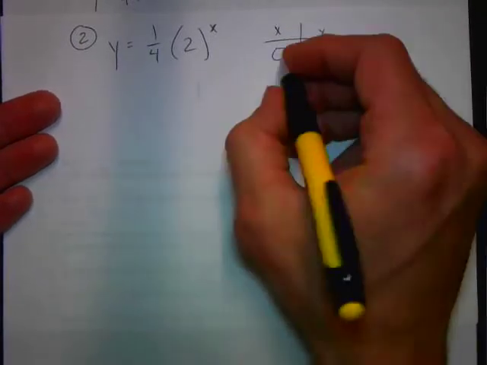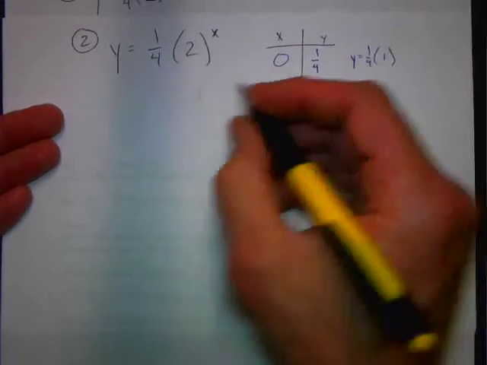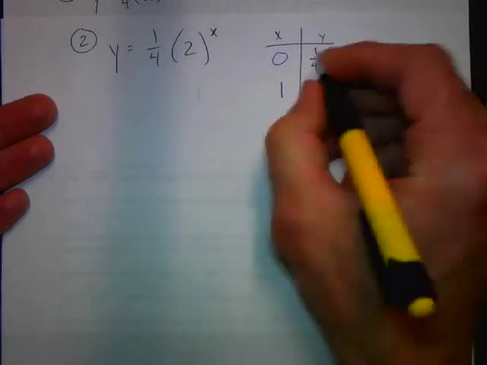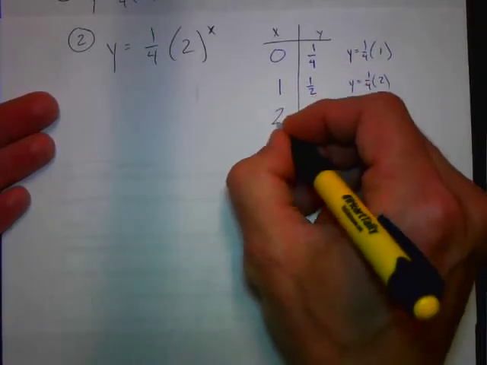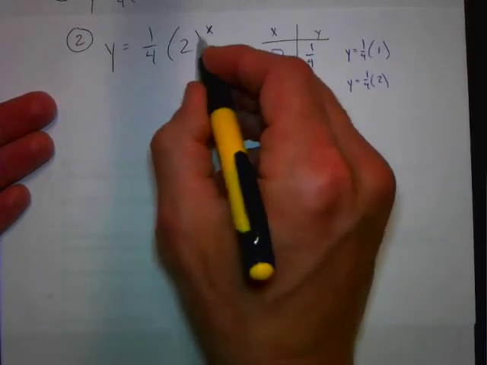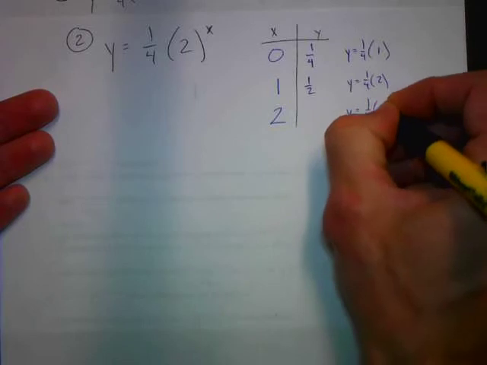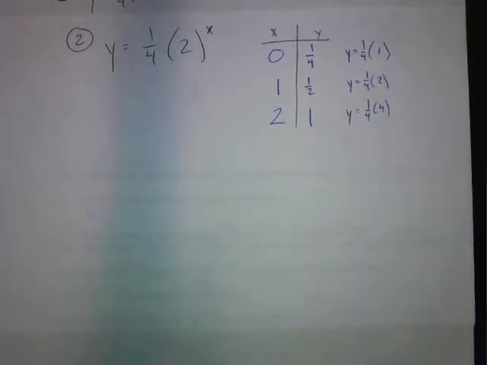And if we had x equaling 1, so we have 2 to the first power. So we'd have y equals 1/4 times 2, which of course is 1/2. And if x equaled 2, 2 to the second power is 4. So y equals 1/4 times 4, which is 1. I'm not quite sure how that's going to look yet.